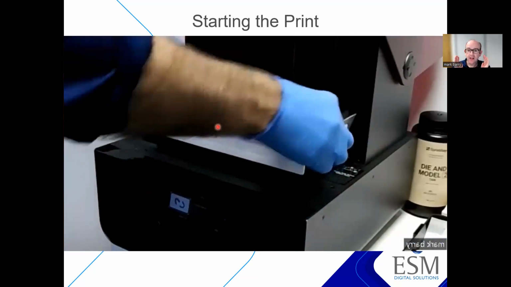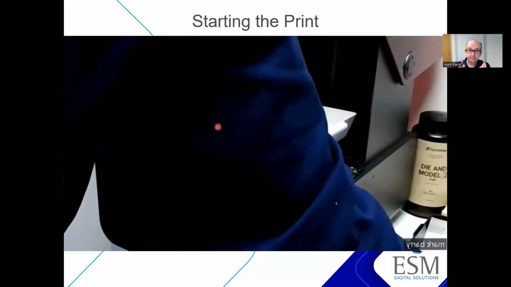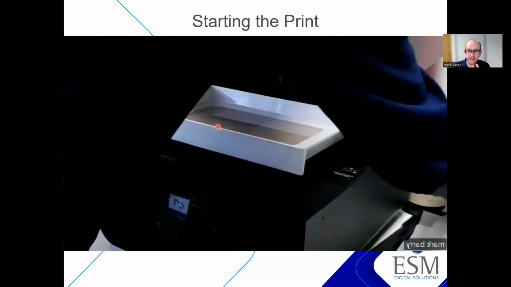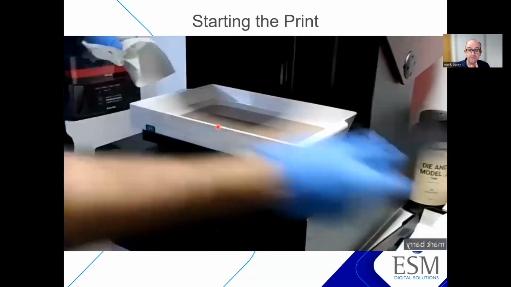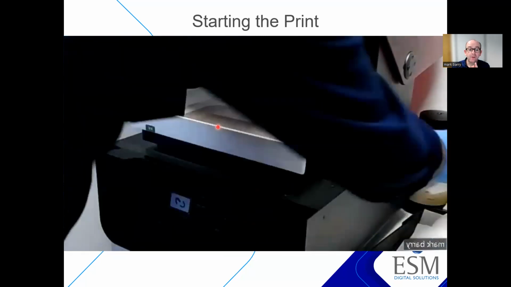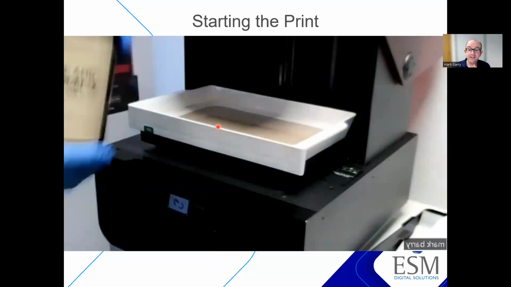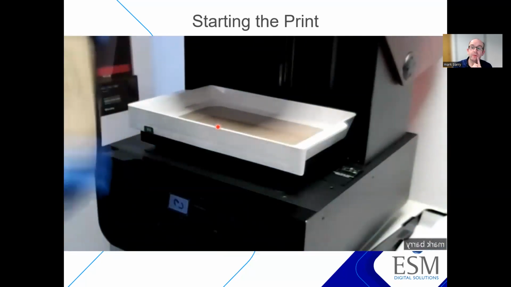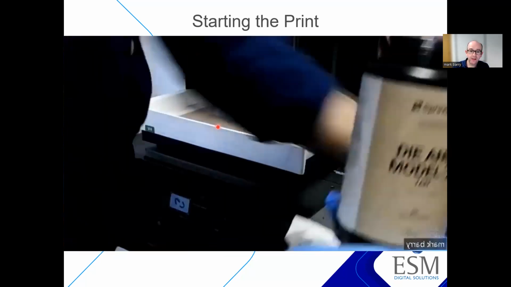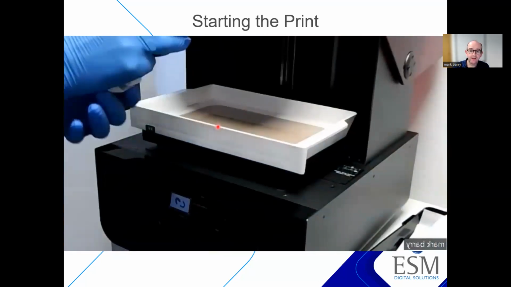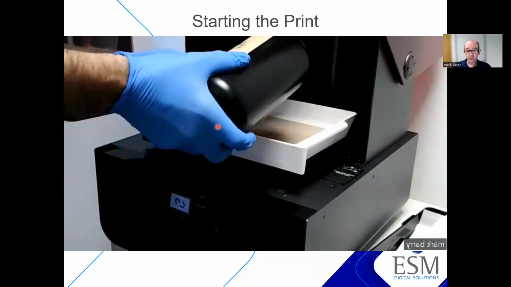Okay, so gloves on. If we have a risk of touching resin, make sure you're wearing gloves. So open the lid. I've taken the lid off the resin tray. Always have tissue to hand and a little rubber wiper there as well. You can see there is some resin in that tray already, but not enough. So I've just taken a bottle, shaken it up, and we're going to add in an extra bit of resin.